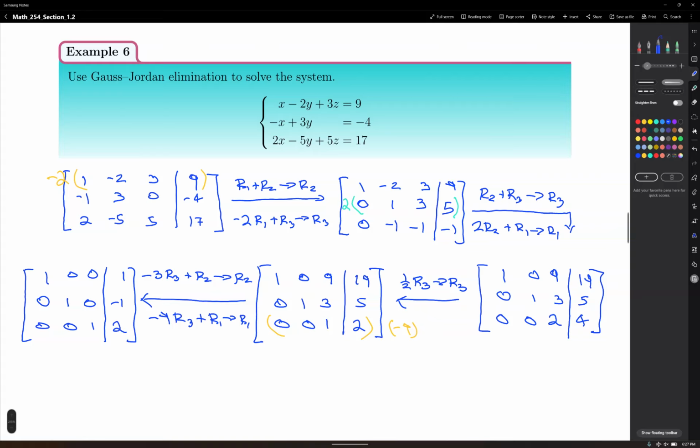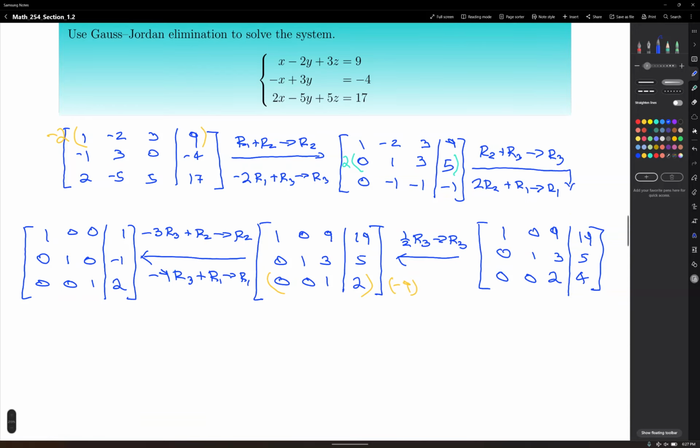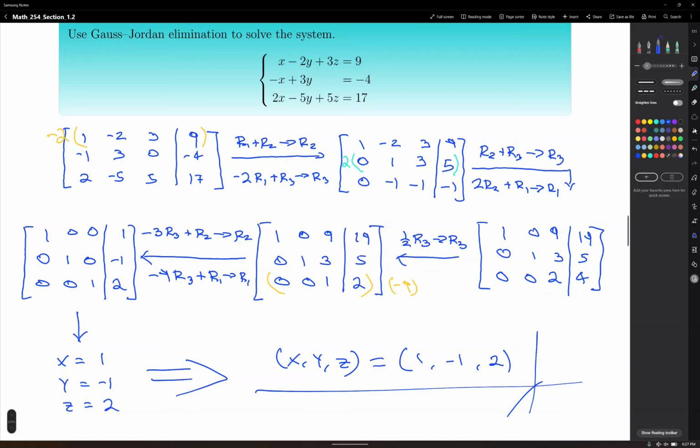We may now go ahead and decode this matrix into a system of equations. However, this is going to leave us with x equals 1, y equals -1, and z equals, what is that, 2? Let's just properly write it down. That is x, y, z as an ordered triple: 1, -1, 2. Final answer.